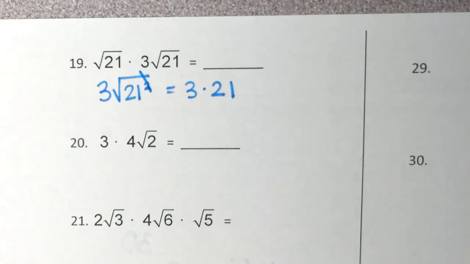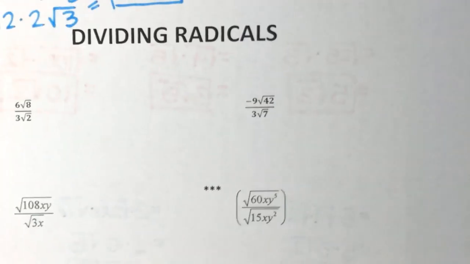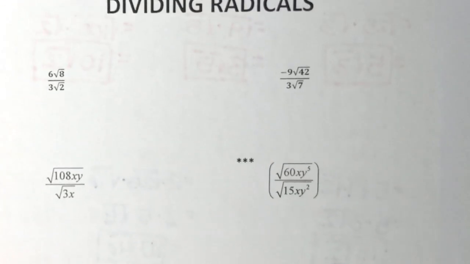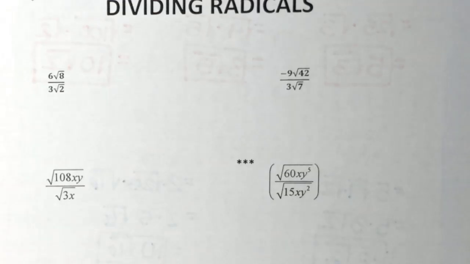All right. We're now going to start dividing and dealing with fractions. So if you're not all the way to 19, don't worry about it. Just put your homework to the side. Y'all are basically not going to have homework tonight. Dividing radicals. With dividing radicals, it's kind of like multiplying. Divide the coefficients, divide the radicands. Divide the outside, divide the inside.